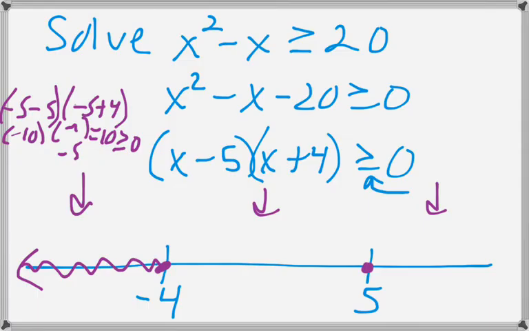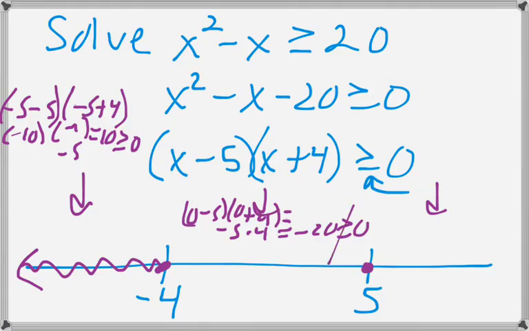Next, we need to test a number between negative 4 and 5. So 0 would be an easy choice. We substitute 0 in. We have 0 minus 5 times 0 plus 4. So we have negative 5 times positive 4, which is negative 20, and that is not greater than or equal to 0. Since we got a false statement, that means that 0, the number we plugged in, is not a solution, and none of the numbers between negative 4 and 5 are solutions.